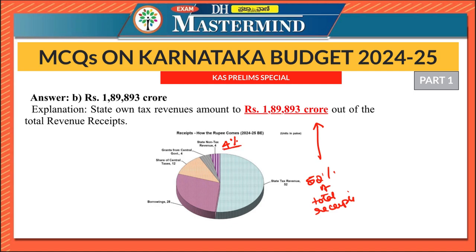by the government. Also, please note down that borrowings contribute 28%, share of central taxes is 12%, grants from central government is 4%. So 52 plus 28, 80, 80 plus 12, 92, 92 plus 4, 96, 96 plus 4, 100%. This is very important information.